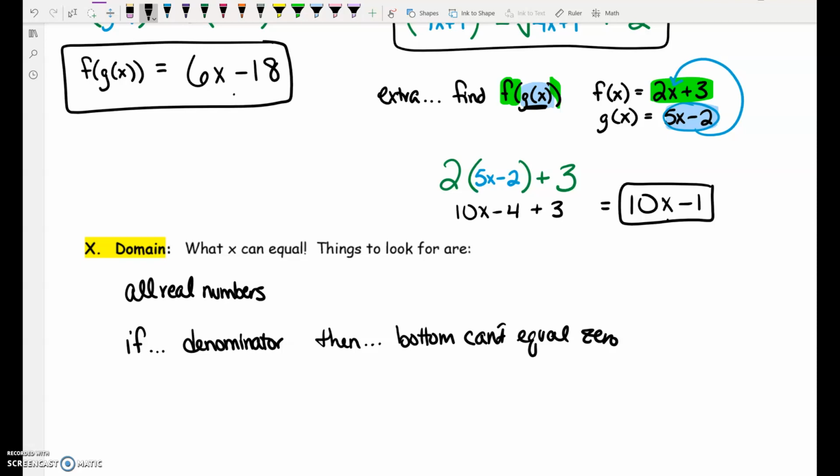You have to also think about if there are square roots. So if you have square roots, then you want to make sure that the stuff under the square root is greater than or equal to 0.